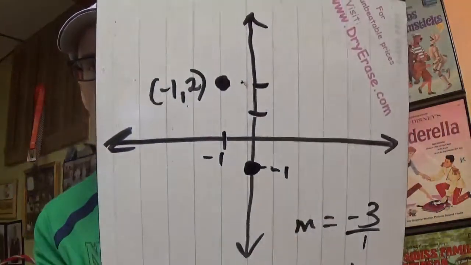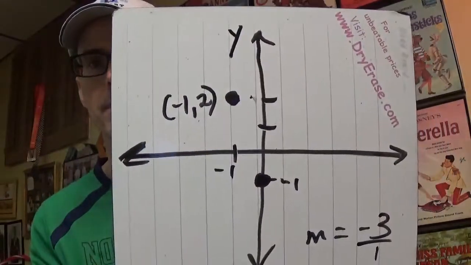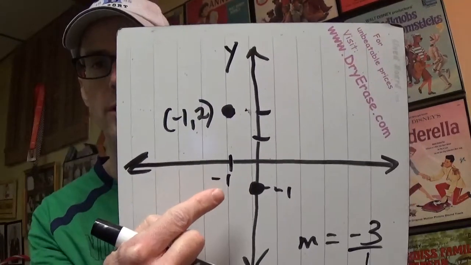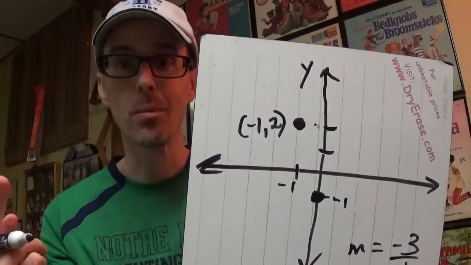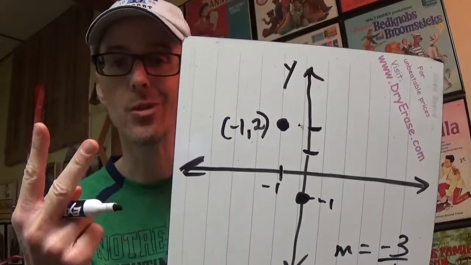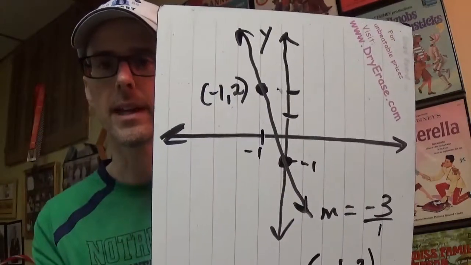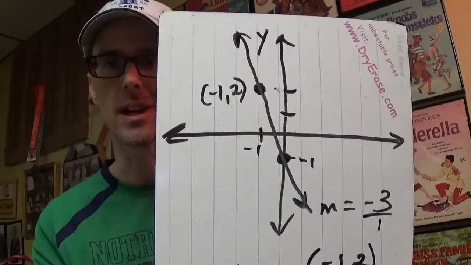and oh my stars, it happens to cross the y-axis. I went down 3, right 1, and it crossed the y-axis. Do I need any more points? No, I've got 2. That's really all I need. And one of them happens to be the y-intercept. So there's part A to my question, what's the line look like? That's what the line's going to look like.